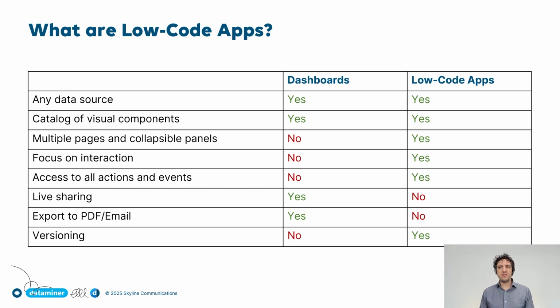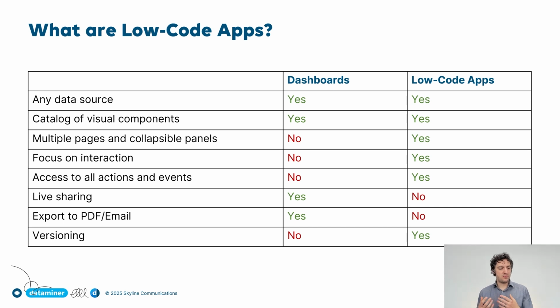So what are the differences between low-code apps and dashboards? First off, the similarities. Just like dashboards and low-code apps, you can use any data source, be it from DataMiner or an external one, through GQI, through actual data from your DataMiner system. You'll have that catalog of visual components, the same one as you get in dashboards, and even some more because we have an extra focus here in low-code apps, namely that focus on interaction.